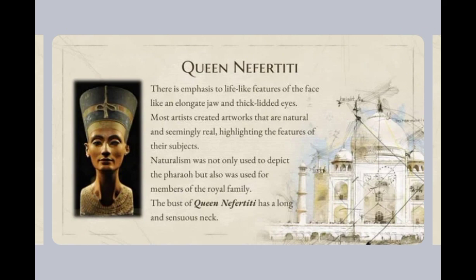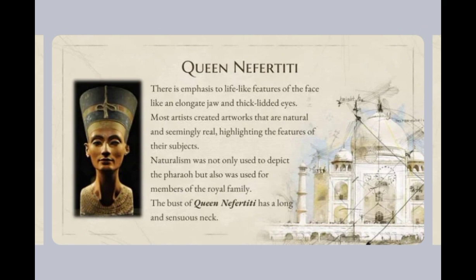So, among artists during this civilization, they highlighted those details that they could see in their subjects. For example, this sculpture of Queen Nefertiti emphasizes the lifelike features of the face, like an elongated jaw and thick-lidded eyes.